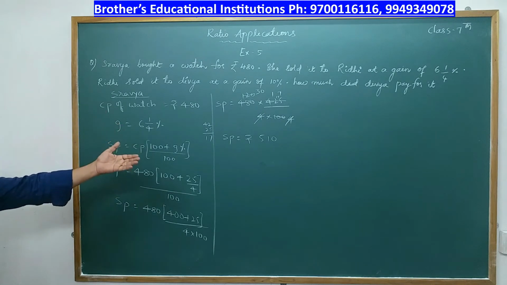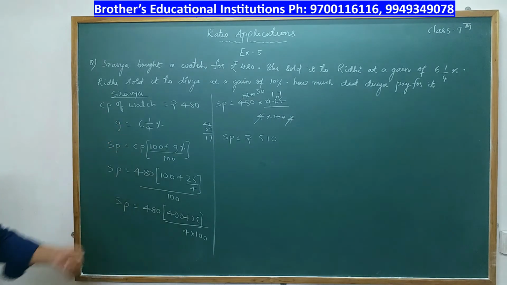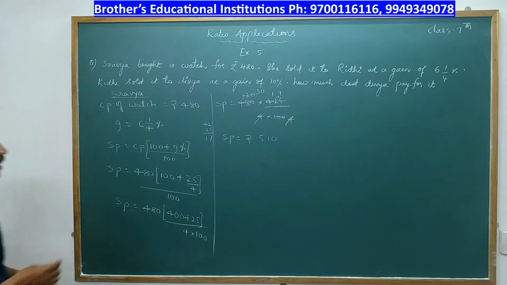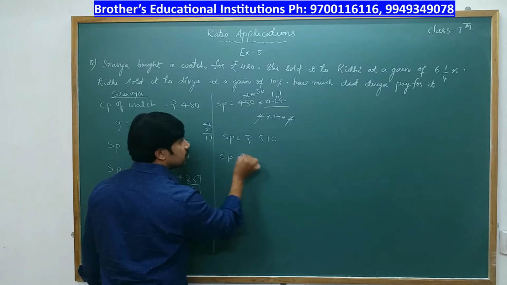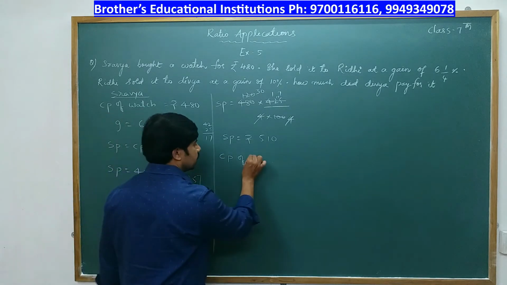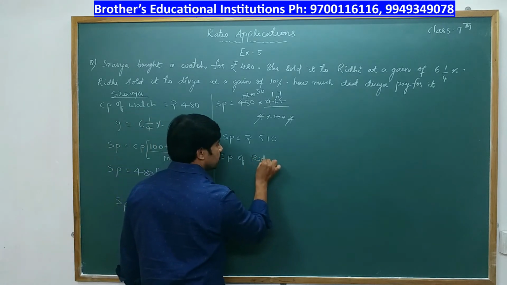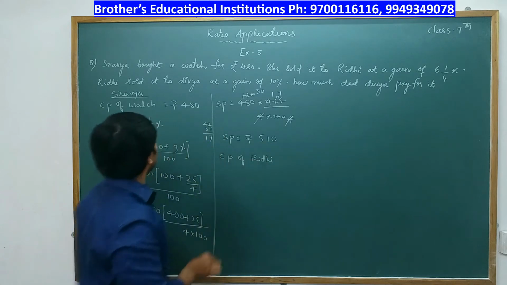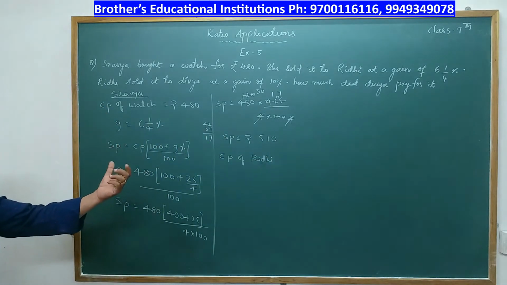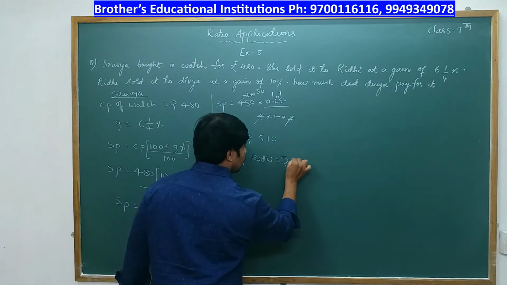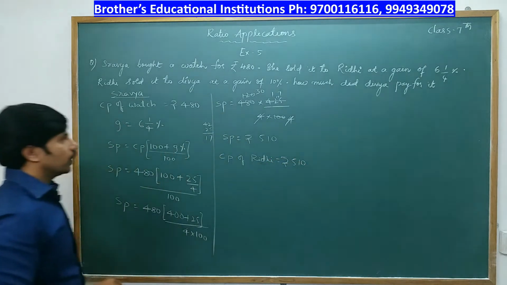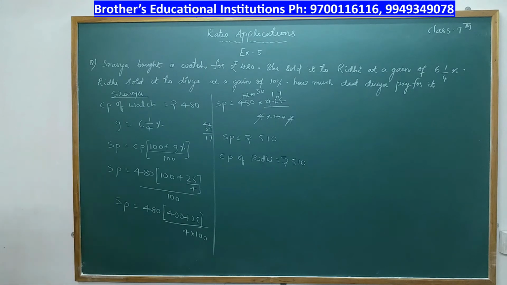So the cost price of the watch is 480 and the selling price is 510 rupees. The selling price is nothing but the cost price of the second person, Riddhi, because Riddhi purchased from Shravya. So what is the cost price of Riddhi? It is rupees 510, right?